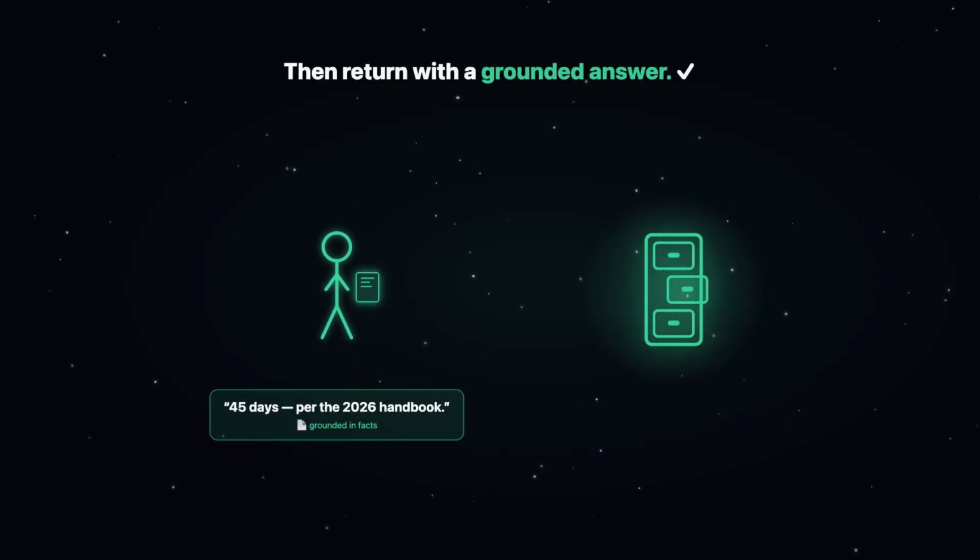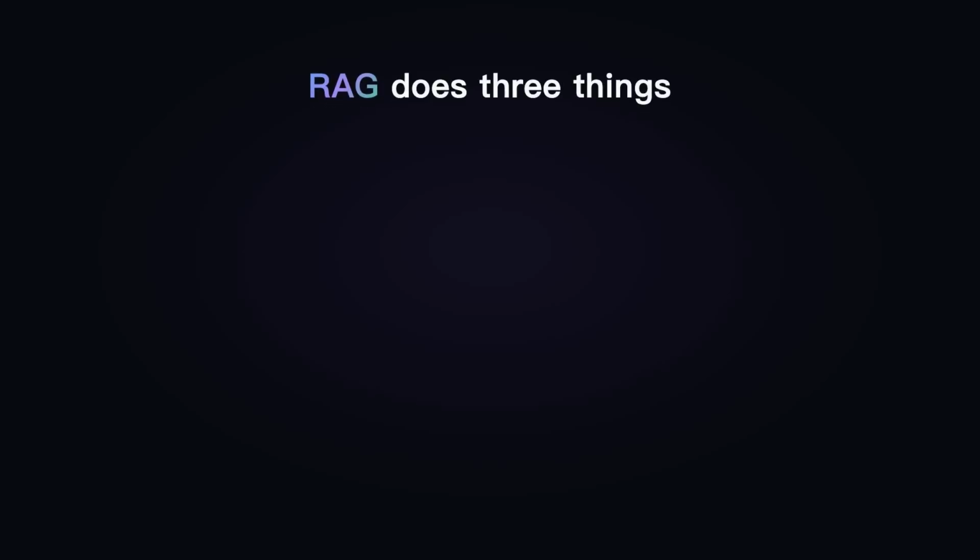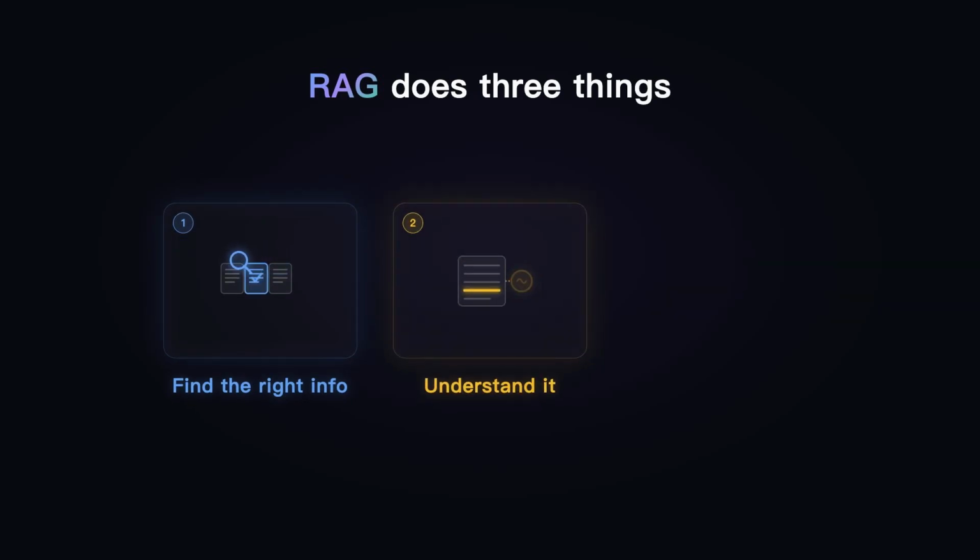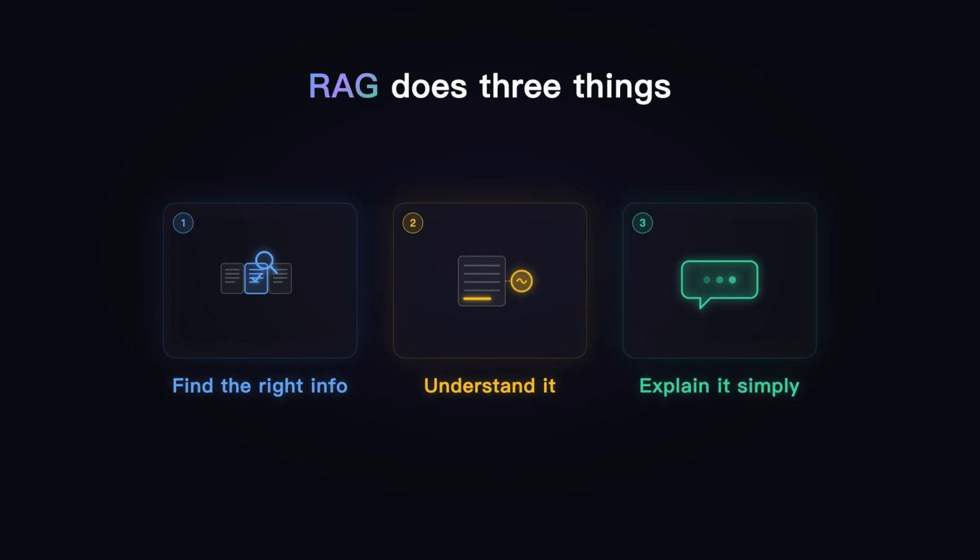So how does RAG actually work? It does three simple things. First, it finds the right information from your files. Then it understands what it found. And finally, it explains the answer to you in plain, simple words. Find it, understand it, explain it.